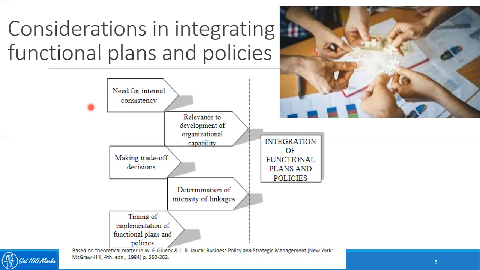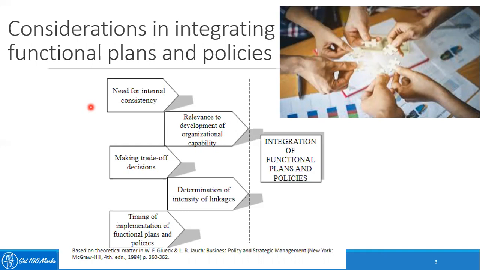Number three, making trade-off decisions. Sometimes one may have to decide to give up or sacrifice certain things. For example, the marketing plan decides that the product should be made available to all the customers within, let us say, 1 kilometer of distance.